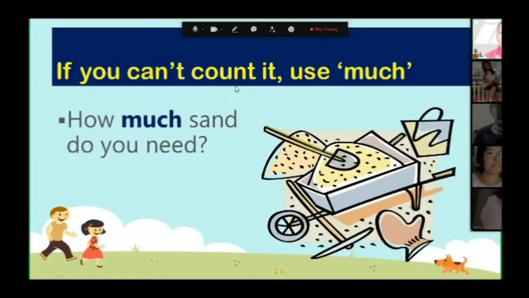Next, if you can't count, we use much. Everybody say how much. How much sand did you? Okay, if we can't count the things, we use much. Example, this one, sand. Everybody say sand. Okay, how much sand do you need?